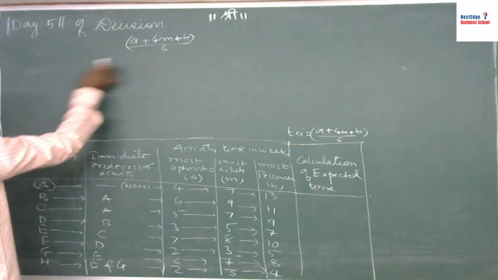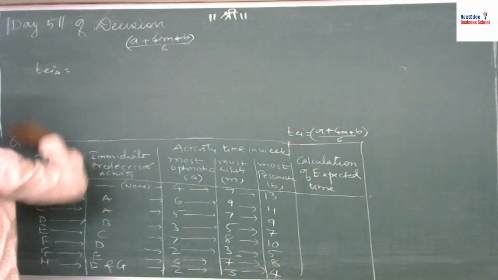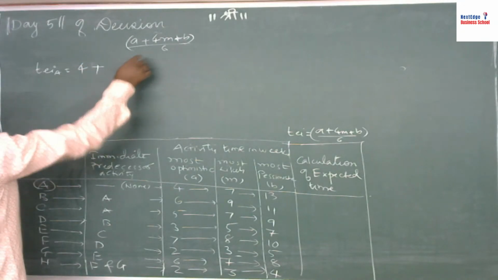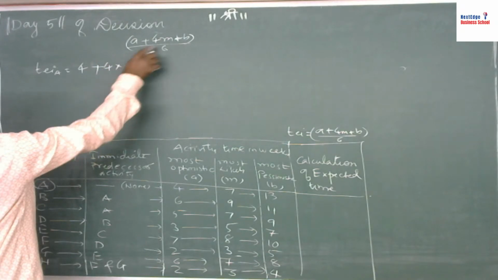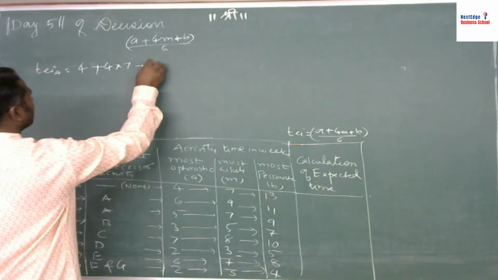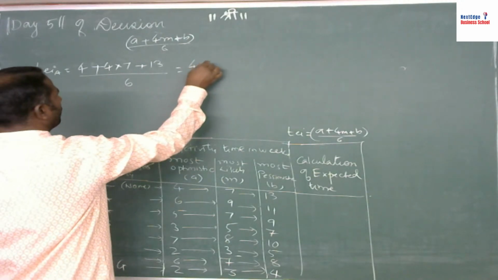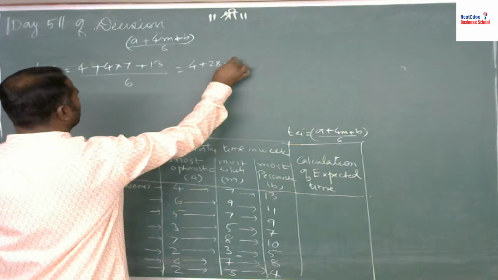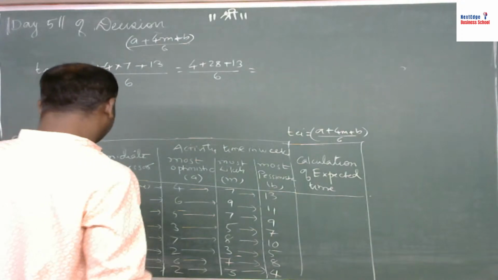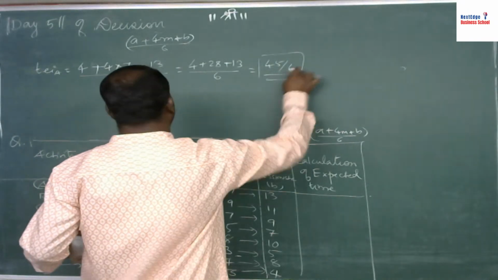So if you calculate it for activity A, then TE for A is equal to 4 plus 4 into the value of m, which is 7, plus the value of b, which is 13, divided by 6. So it looks like 4 plus 28 plus 13 divided by 6. For A it looks like 45 by 6. So you have to calculate this value for all.